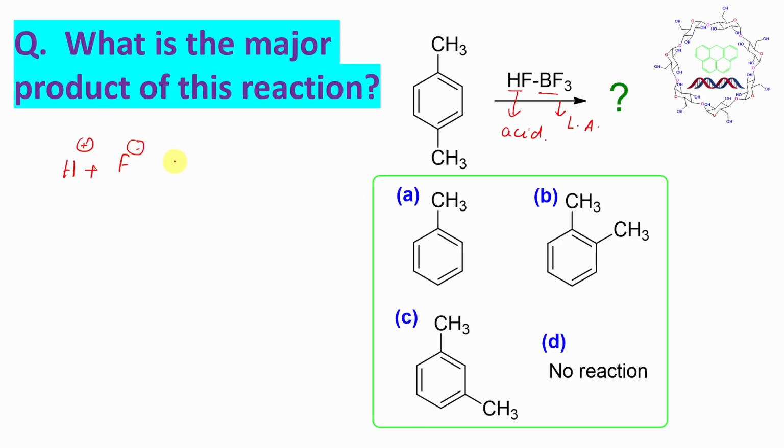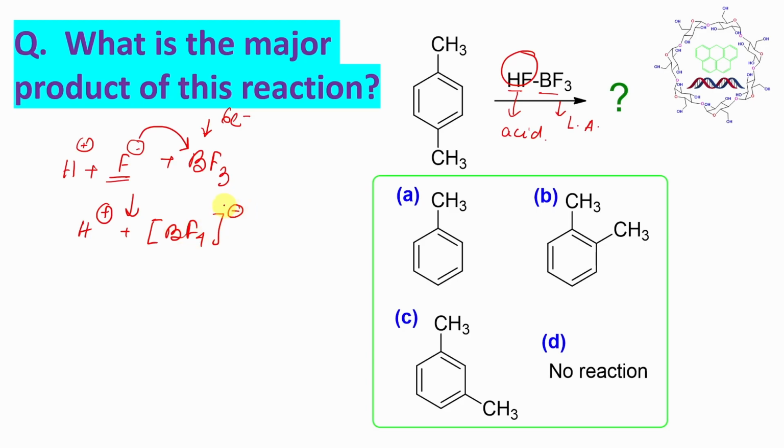And this F minus will further react with the BF3 present, because this BF3 is actually a Lewis acid or 6 electron species. So in order to fulfill its octet, it consumes this F minus. So the conjugate base for this HF is consumed by BF3. So consequently, ultimately what it produces is H plus BF4 minus. Students, this BF4 minus or tetrafluoroborate is a very unique molecule.